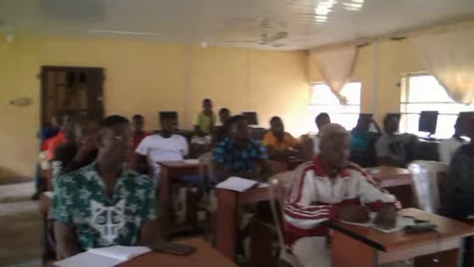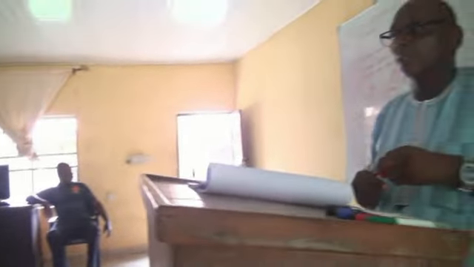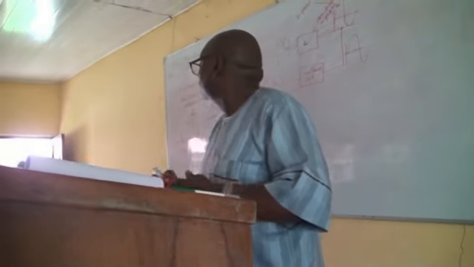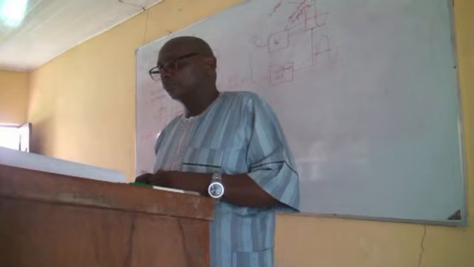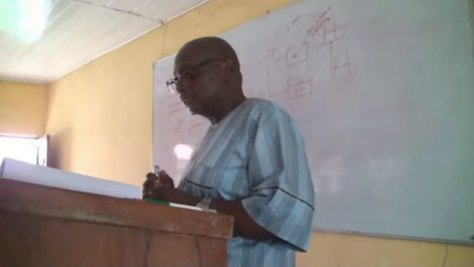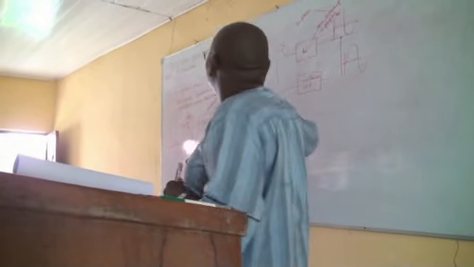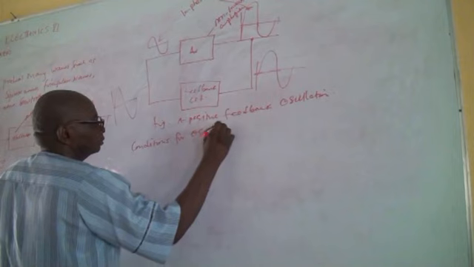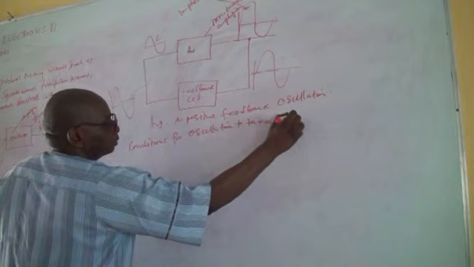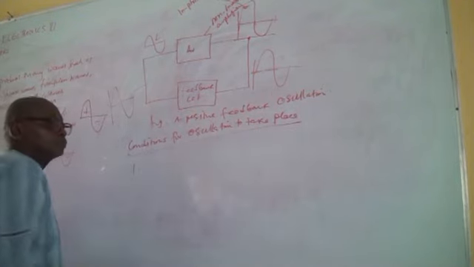And what are the conditions for oscillation to take place? What are the conditions that are required for oscillation to take place? The first one is that the phase shift around the loop is always 0.